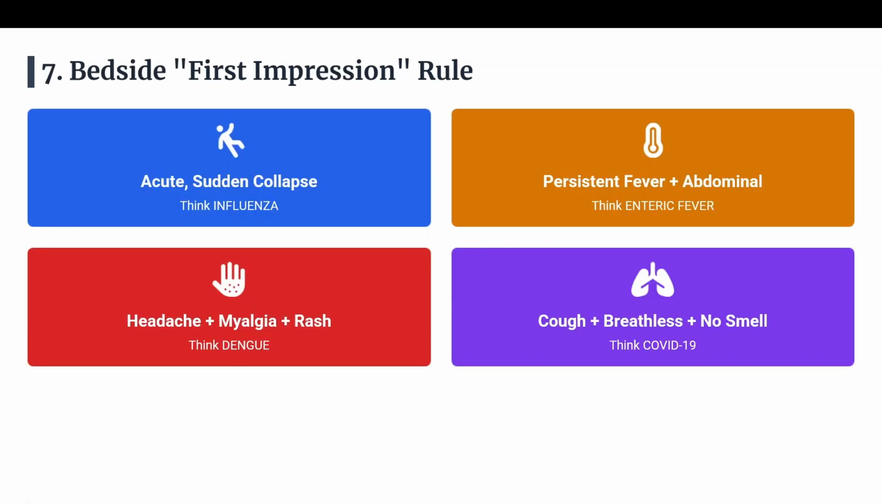So bedside, the first impressions: acute sudden collapse, think influenza; persisting fever with abdominal symptoms, think enteric fever; severe headache, myalgia, rash, positive tourniquet test, breakbone kind of fever, retroorbital pain, all these features are suggestive of dengue. There is cough, breathlessness, and no smell. These are common clinical presentations of COVID-19.